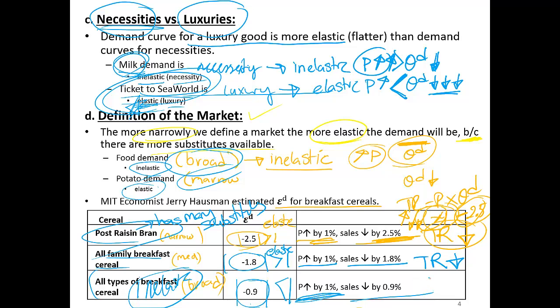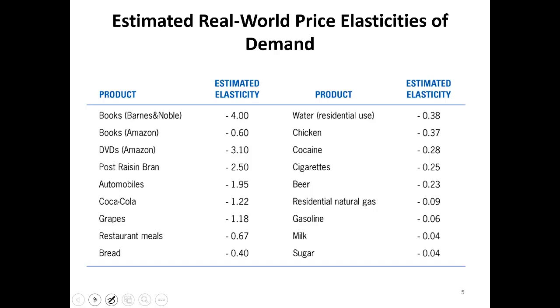In this case, if you increase prices, actually total revenue would go up. Okay, so moving on, these are some estimated real world price elasticities of demand. Look at this. Barnes and Noble books, it's greater than 1, it's elastic. Books at Amazon, inelastic, less than 1.